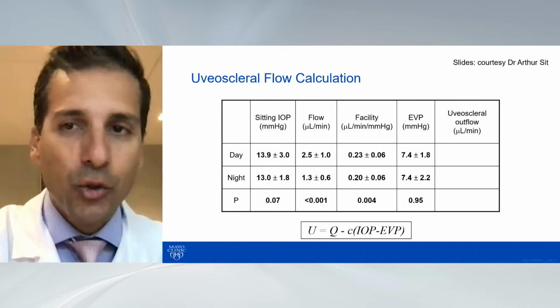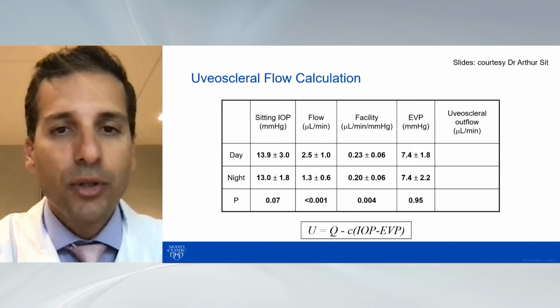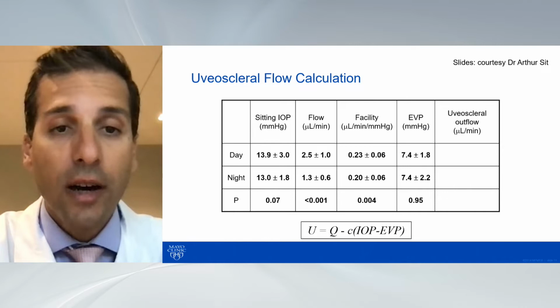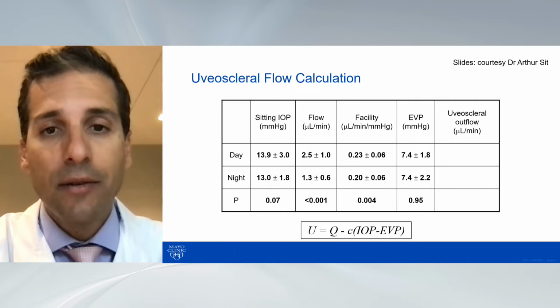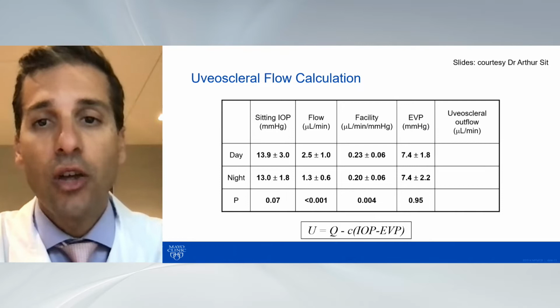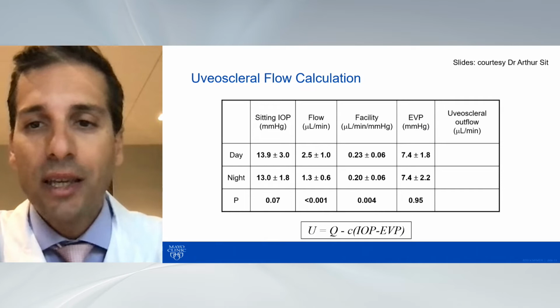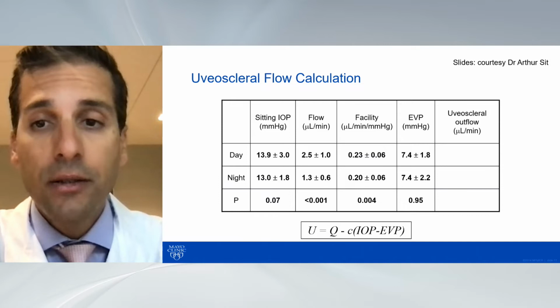Why is that so? Well, this slide from Arthur Sit, from a study conducted at Mayo Clinic, showed precisely why this happens. Because while your aqueous flow production decreases by 50% at nighttime, this is the second column, it goes from 2.5 a day to 1.3 at night. Facility, the classical facility, doesn't really change at nighttime. Episcleral venous pressure doesn't change at nighttime. It's around 7.3 day and night. But what Arthur Sit and his colleagues show is that the uveoscleral outflow is almost nonexistent at nighttime. And this is probably the main reason why IOP is higher while you sleep at night.